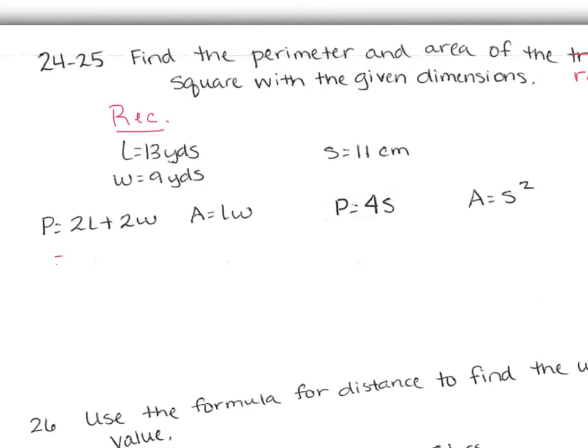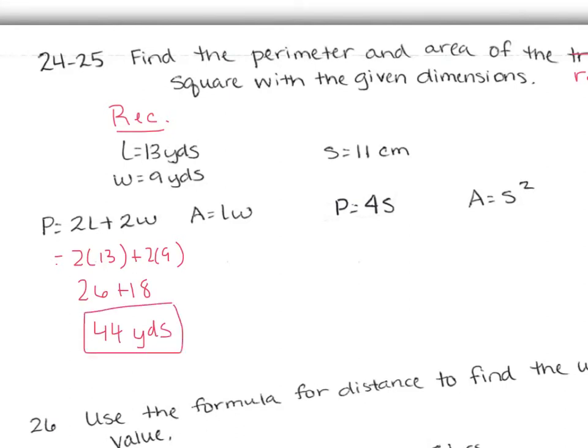So this is going to be 2 times 13 plus 2 times 9. 2 times 13 is 26. 2 times 9 is 18. And when you add those together, you get 44. And that's going to be yards. For area, length times width is 13 times 9, which is going to be 117 yards squared. Labels are important because you will have points taken off.